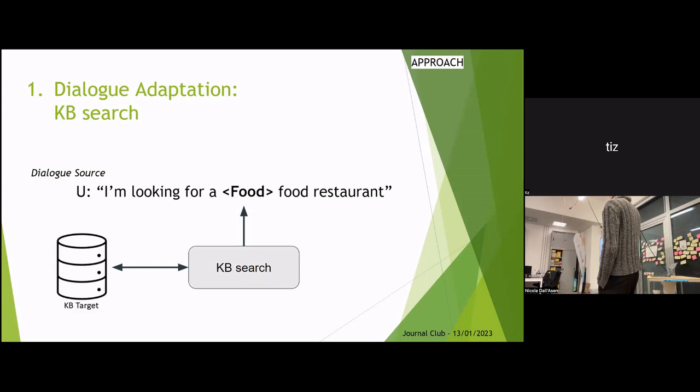It means simply looking into our target knowledge base, so the information regarding the new situation, and just selecting one value with the same slot name that we find in the sentence. So we take one food from the new domain. We can say that this target knowledge base is about restaurants in Trento, and so we select the slot value of Trentino food.